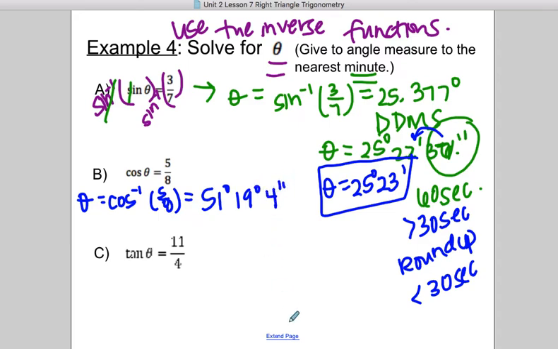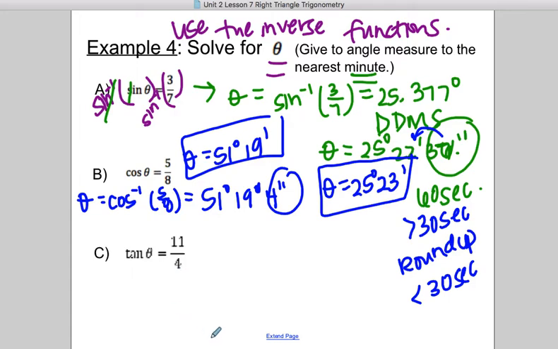So I'm going to say 4 seconds. 4 is less than 30, so 19 will stay the same. So my answer for this one is 51 degrees and 19, I labeled that wrong, sorry, minutes. There's B. And lastly, C, to get theta by itself, I do tangent inverse. So theta equals tangent inverse of 11/4.